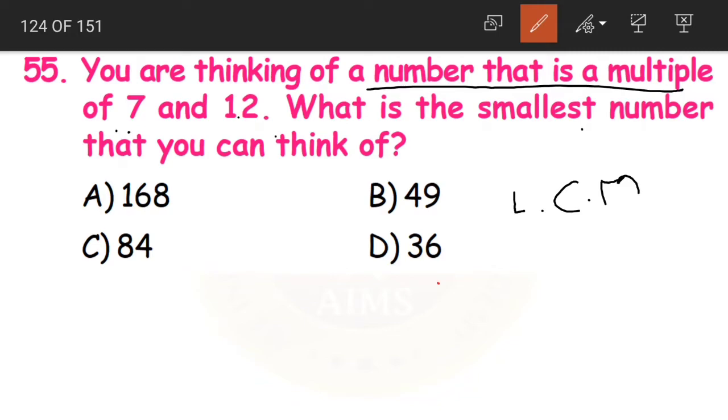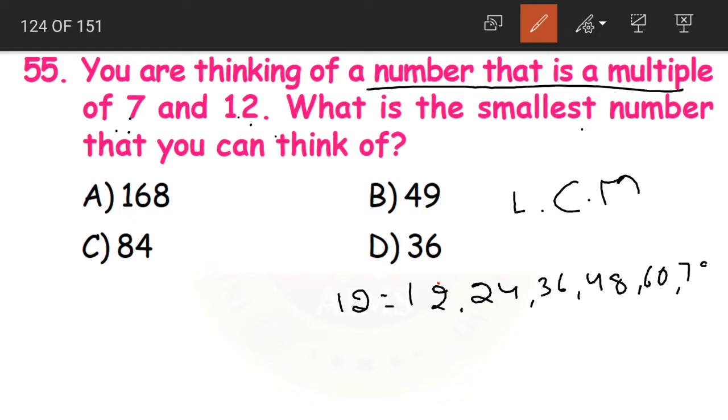So to find out the LCM, what should we do? We should write the multiples of 7 and 12. First I will write the multiples of 12. There are 12, 24, 36, 48, 60, 72, 84, 96, 108 and 120. Now from these multiples, can you say any one of them comes in the 7th table? 12 does not come, 24 does not come, 36 does not come, 48 also does not come. Again, 60 also does not come, 72 also does not come.